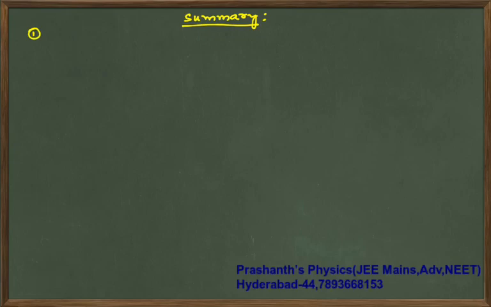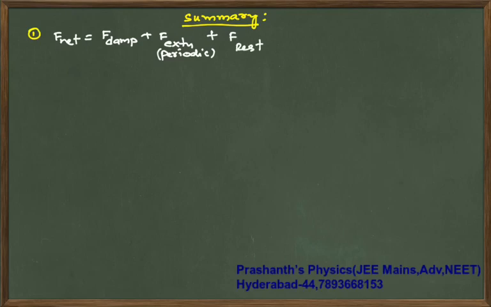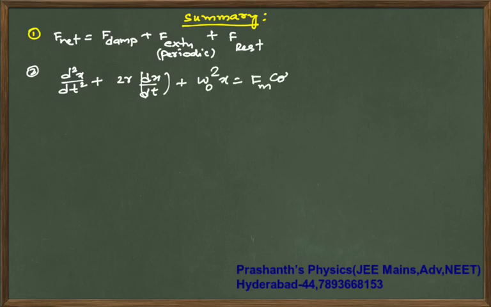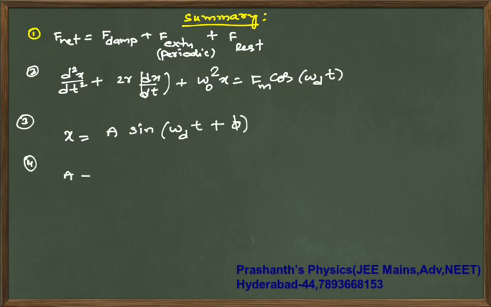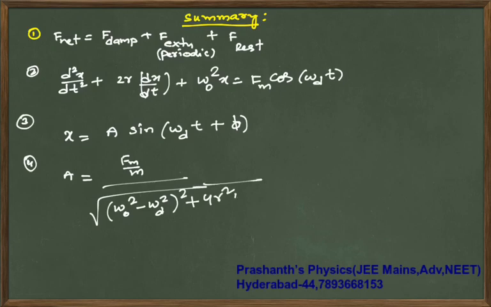Your first idea is that the net force is damping force plus external periodic force, some cos or sine, plus the restoring force. The equation for this kind of SHM is d square x by dt square plus 2 gamma into dx by dt plus omega naught square into x is equal to Fm into cos of omega d into t. The solution to this equation is x equal to A into sine of omega d into t plus phi. The amplitude value is A equal to Fm by m by under root omega naught square minus omega d square, whole square, plus 4 gamma square omega d square. Now this will give you the amplitude.